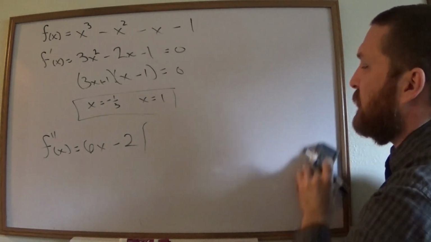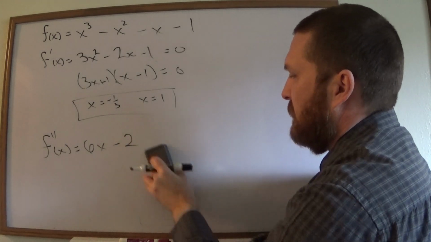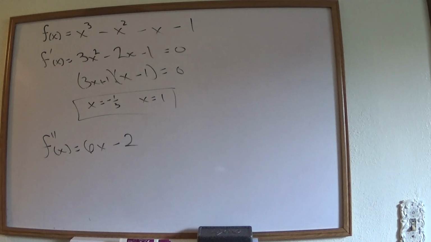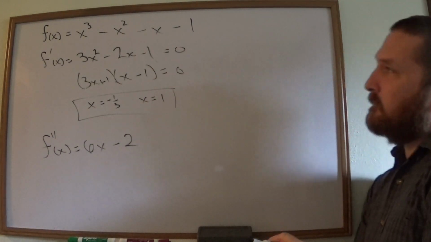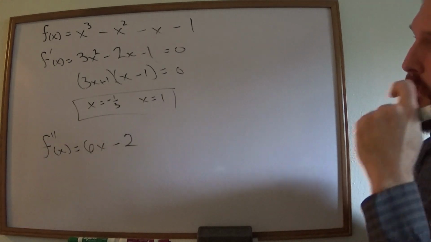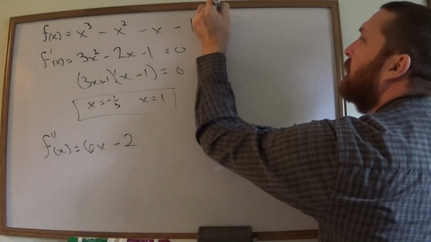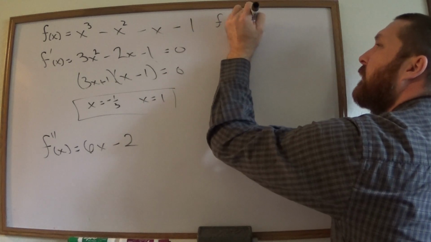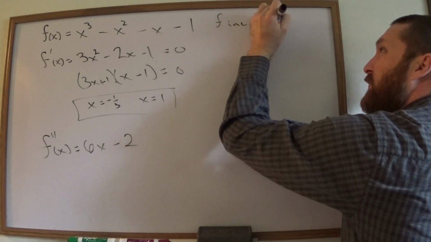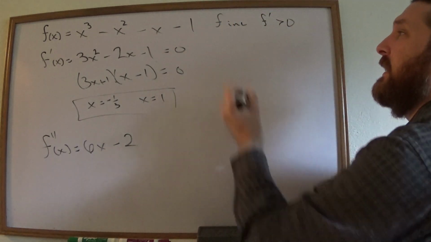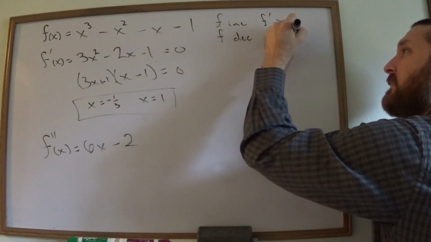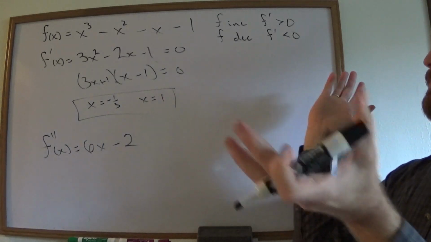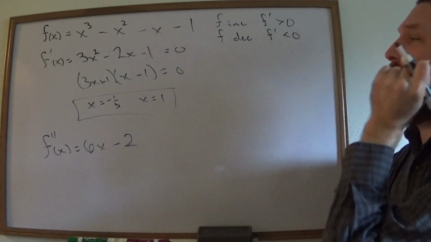find the intervals on which f is increasing. Where is f increasing? So f is increasing when the derivative is positive, and f is decreasing when the derivative is negative. So where's the derivative positive? Where's the derivative negative?